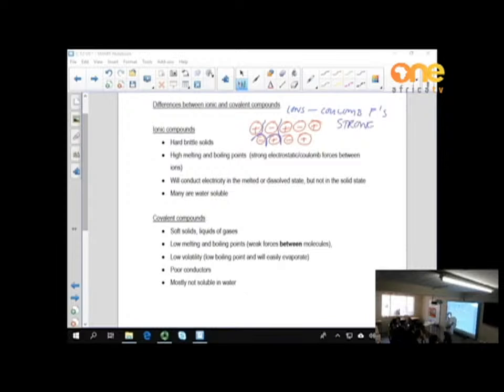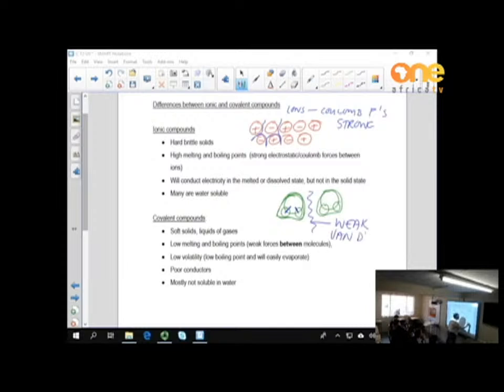Now, when we're going to have a look at molecules, it's slightly different. A water molecule, for argument's sake, will have that shape. So here is the whole water molecule. Within the molecule, we have a covalent bond. It's a chemical bond. But if I have 2 water molecules, what forces exist there? Those are weak.